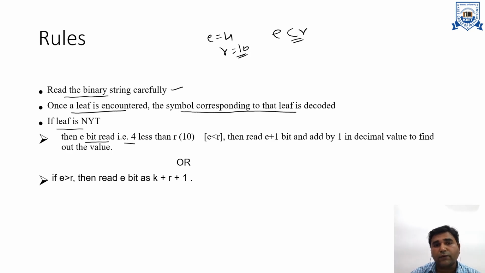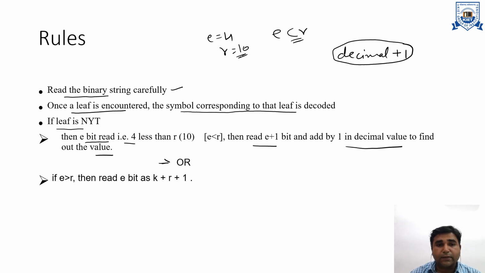Then what we have to do is take e plus 1 bits. Instead of e bits, we take e plus 1 bits and read them, and whatever decimal value we get, we add 1 to it, and by adding the one we find the particular alphabet or symbol.